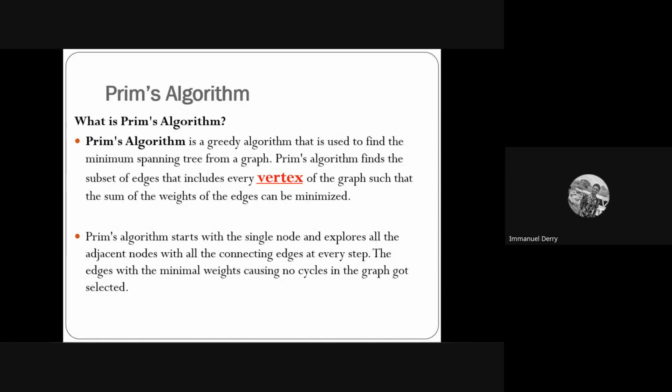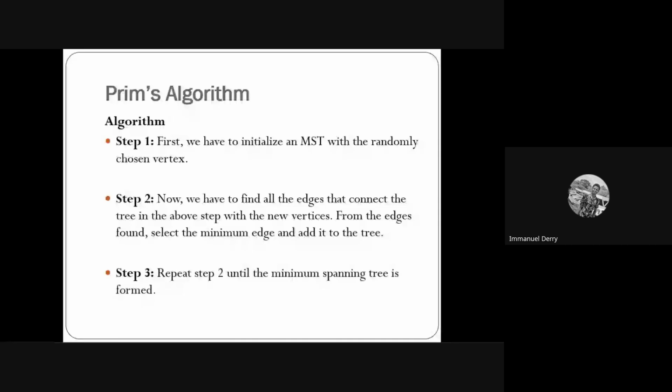Prim's algorithm starts with a single node and explores all the adjacent nodes with all the connecting edges at every step. And the edges of the minimal weight get selected. So this is just a brief description of how it works. This is how you can model Prim's algorithm as pseudocode.